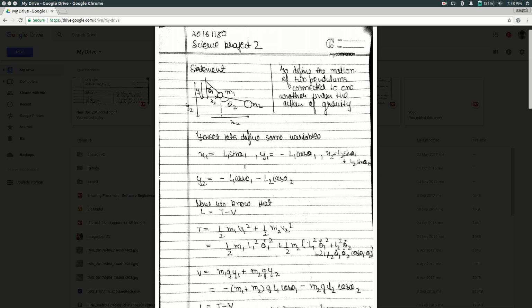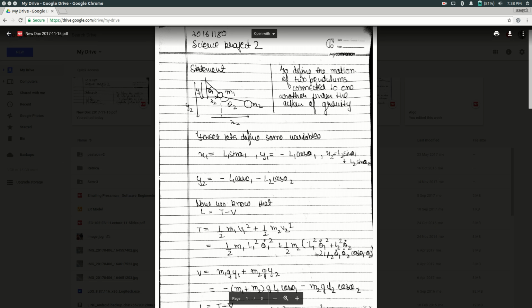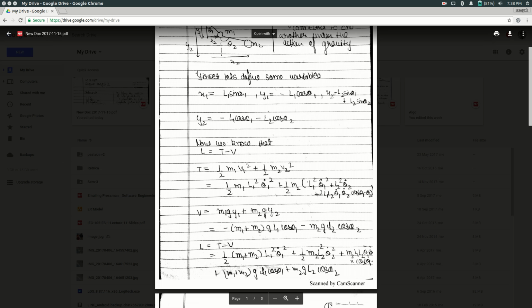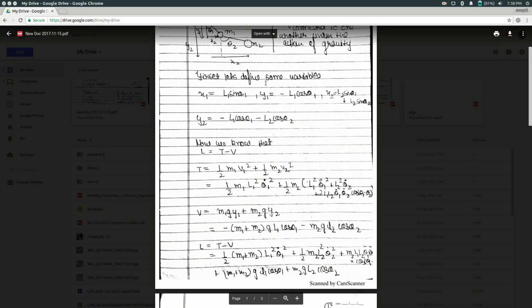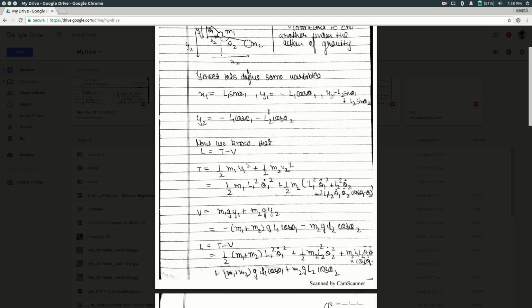We can solve this problem with Newtonian mechanics, but it will be very hard to do so, so we'll use Lagrangian mechanics. First, the Lagrangian is T minus V, where T is the kinetic energy of the system and V is the potential energy of the system. The kinetic energy will be half m1 v1 squared plus half m2 v2 squared. Plugging in these values, we get T equals this. Similarly, V will be m1 g y1 plus m2 g y2, and plugging in the values of x1, y1 and y2, we get this.